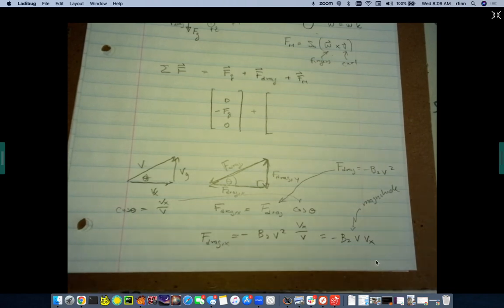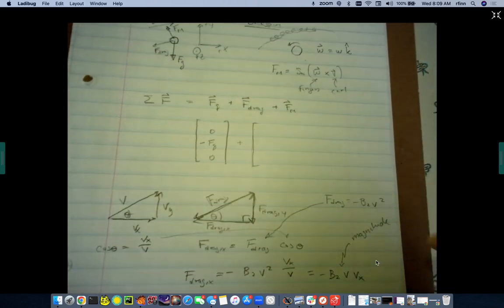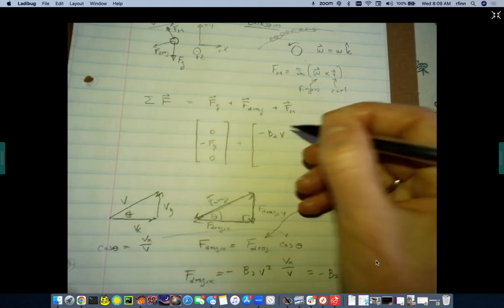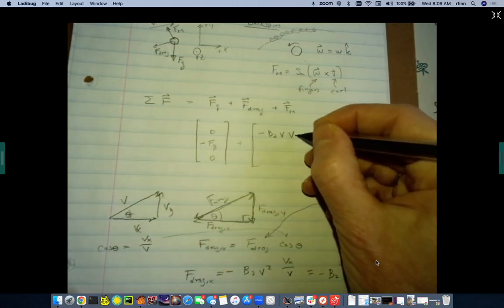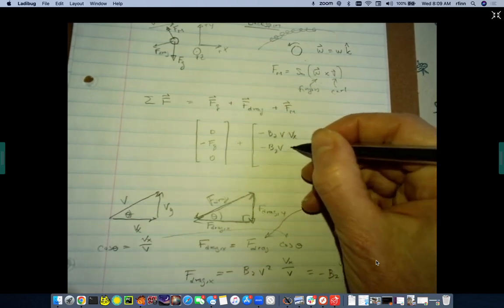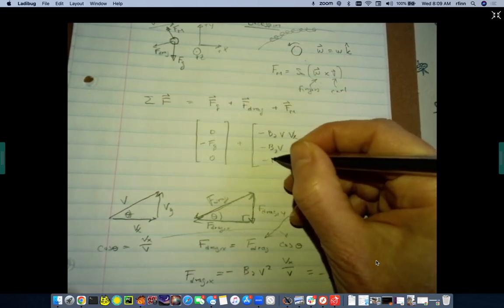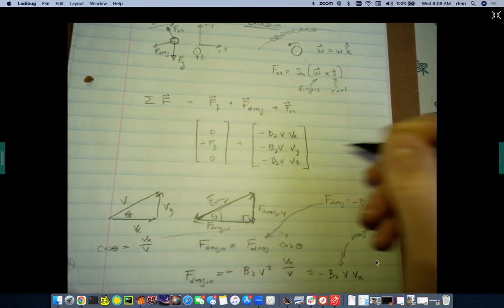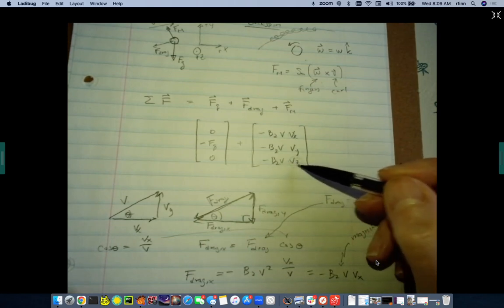Okay, so then if we go back up here, my drag force is negative B2 times the magnitude of velocity times the x component of velocity, negative B2 times the magnitude of velocity times the y component, negative B2 times the magnitude of velocity times the z component of velocity. This will be 0 to start out with, but it won't always be 0.